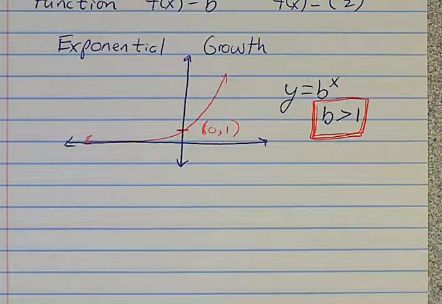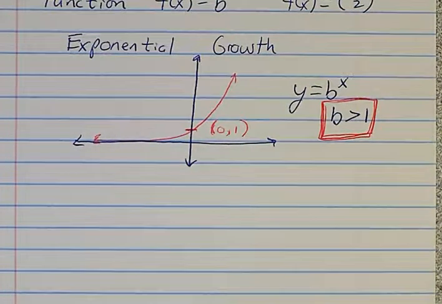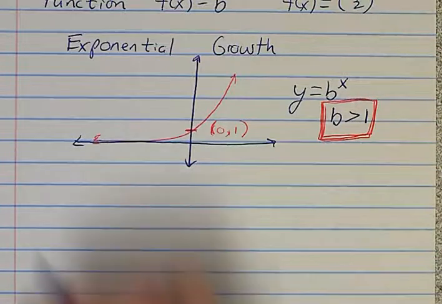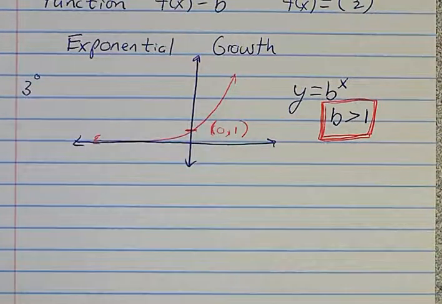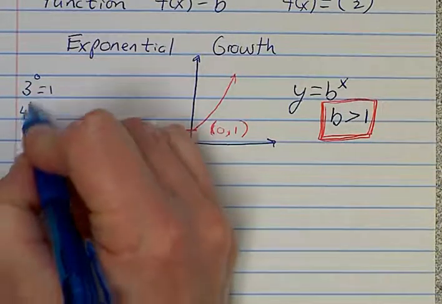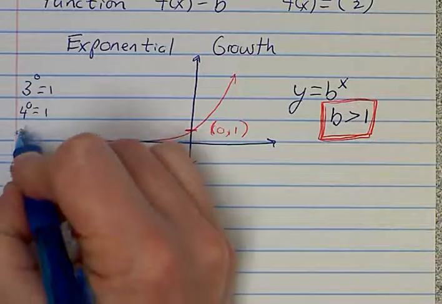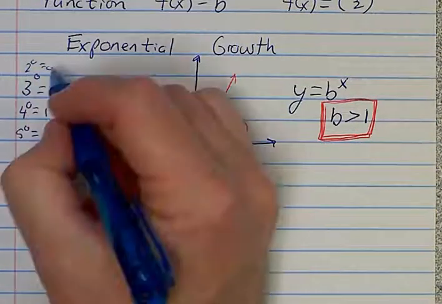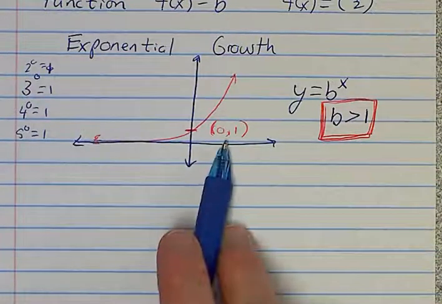You may be saying, well, how can they all be at the same point? Think about this one, and flash back to some of the basics we had with exponents a little while back. What happens if you do anything to the 0 power? It's 1, right? Whether it's 3 to the 0 power, that's 1. If it's 4 to the 0 power, that's 1. If it's 5 to the 0 power, that's 1. Any number to the 0 power is always going to be 1. So that's why this point's always at 0, 1.